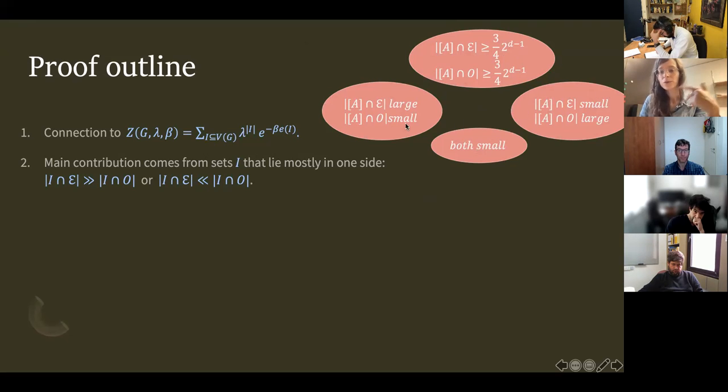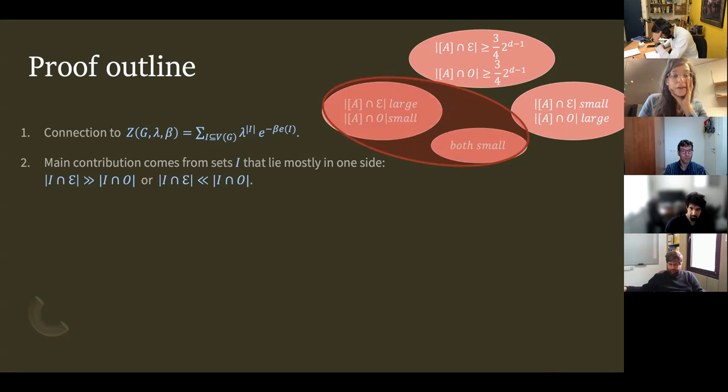And in some sense, we want to show that the main contribution comes from these two things. But we will not show this exactly. We will actually calculate these two together and these two together, and this will give us the result we want.